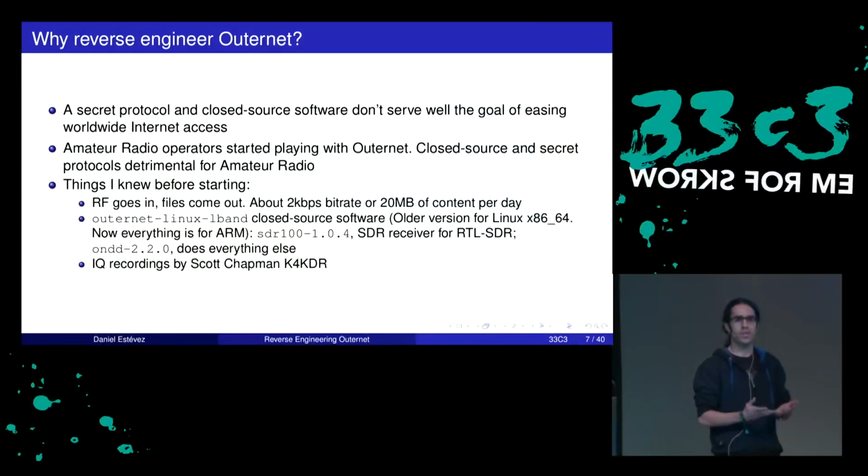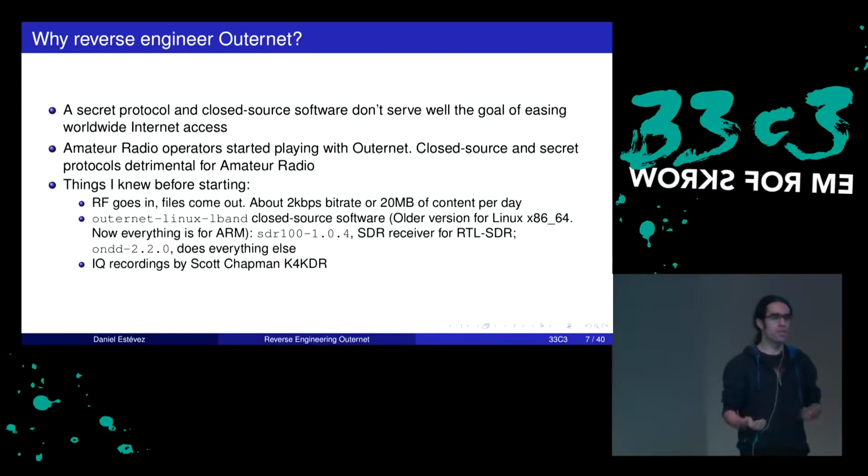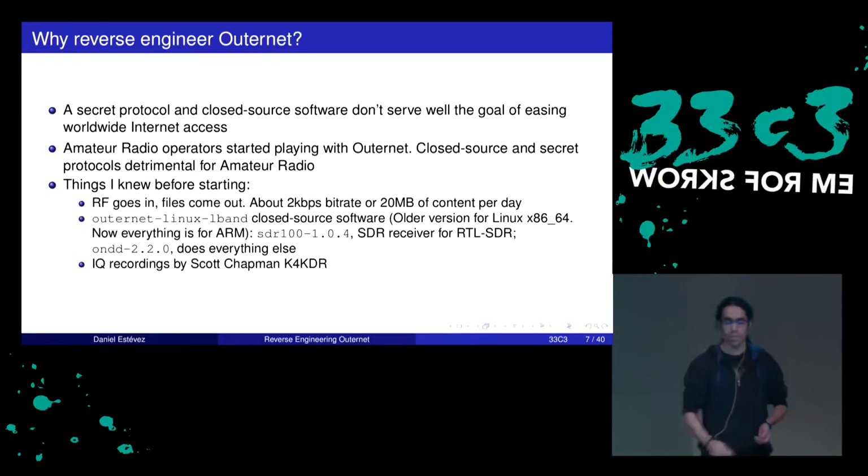So the closed source receiver has two pods. One is called SDR100. That's the SDR receiver, which talks to the RTL-SDR dongle and gets the bits from the RF. And then those bits get sent into something called ONDD. That's a daemon which is running, and that's all the work of reconstructing the files and so on.